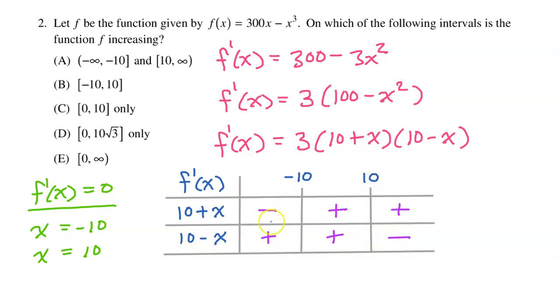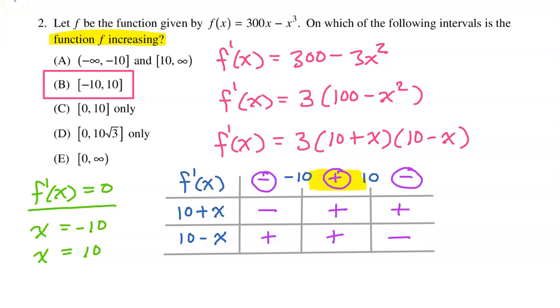What about the overall sign of f prime? In the first interval, we have a negative times a positive, so that is a negative. A positive times a positive is a positive, and a positive times a negative is a negative. We are being asked where function f is increasing. That will only happen when f prime is positive, and that happens on this interval between negative 10 and positive 10. So the answer is B.